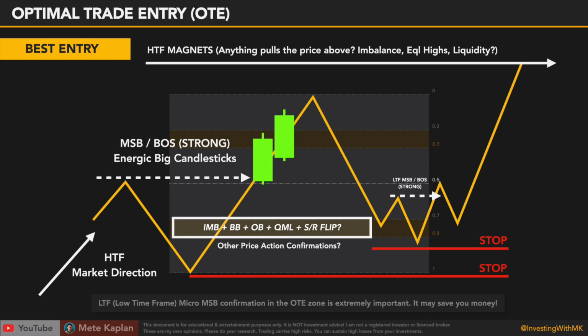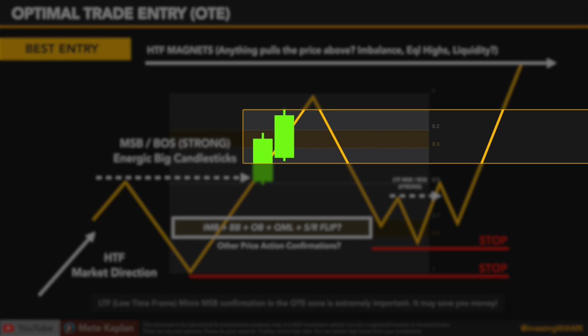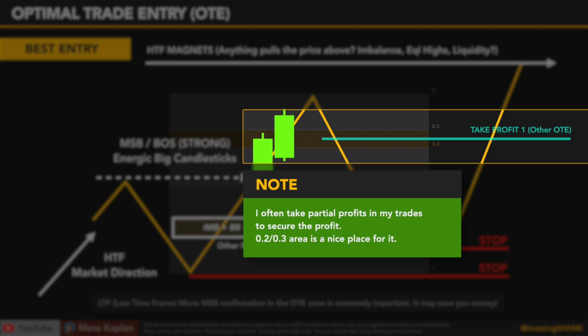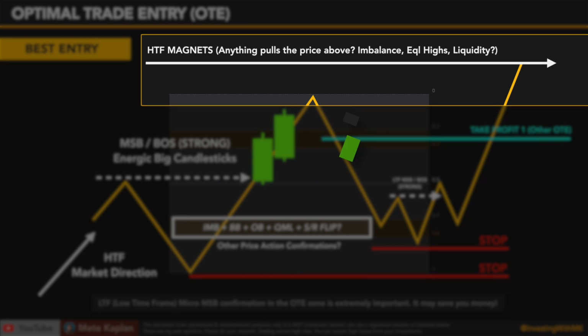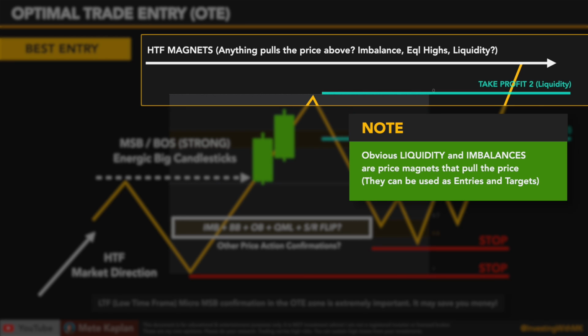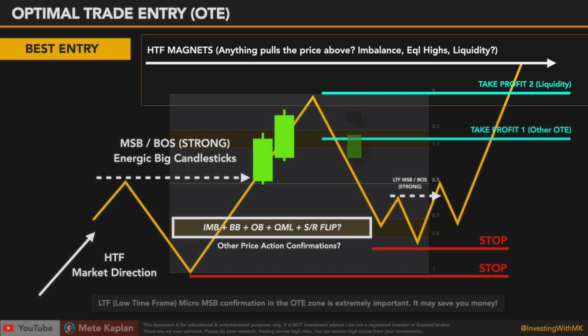Now the targets. What I like is this. I take a partial profit between 0.2 and 0.3 and move my stop loss to my entry. This way, I secure the trade and the profit. The second possible target is the significant high point where the liquidity waits for us. Again, this is my trading style. You do not have to follow me. You can create your own methods.